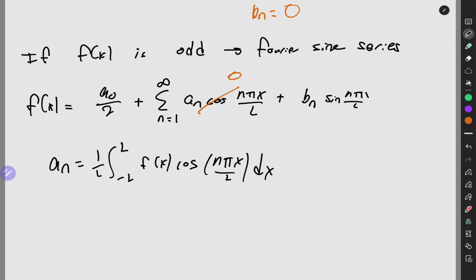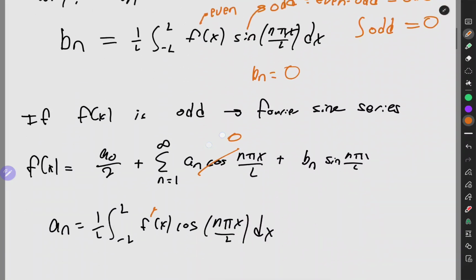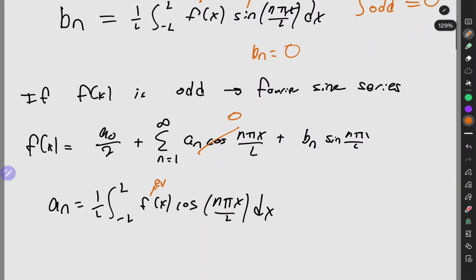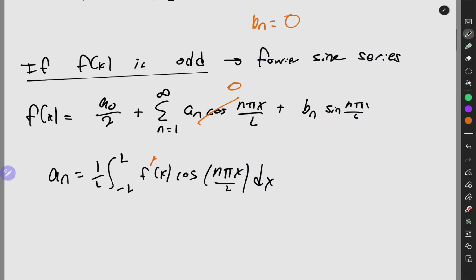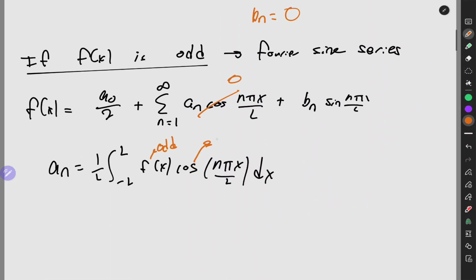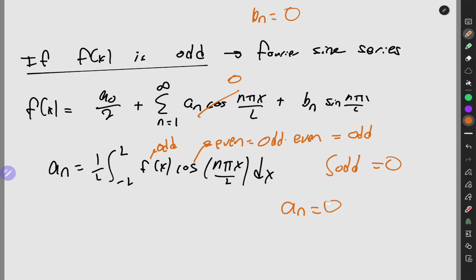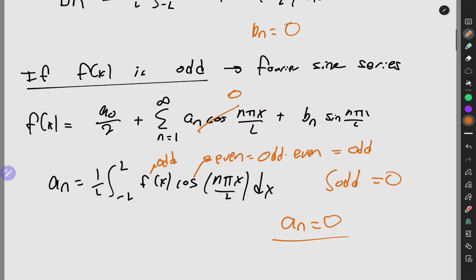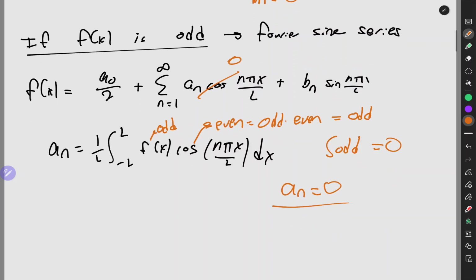Okay, so then in this case we know f of x, it was even, right? Yeah, even. Oh no, this one's odd. Cosine is an even function, right? Remember, odd times an even is equal to an odd. Integral of an odd is 0. So a sub n is equal to 0. So then this term goes to 0 and we're left with this. We only have to solve for b sub n.